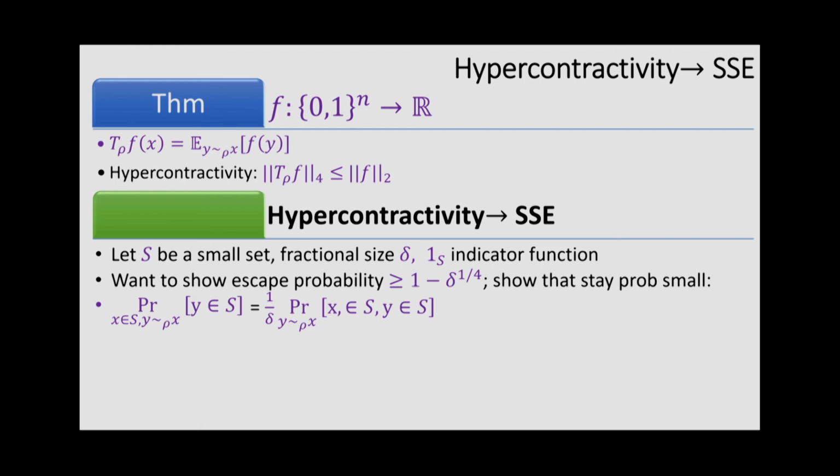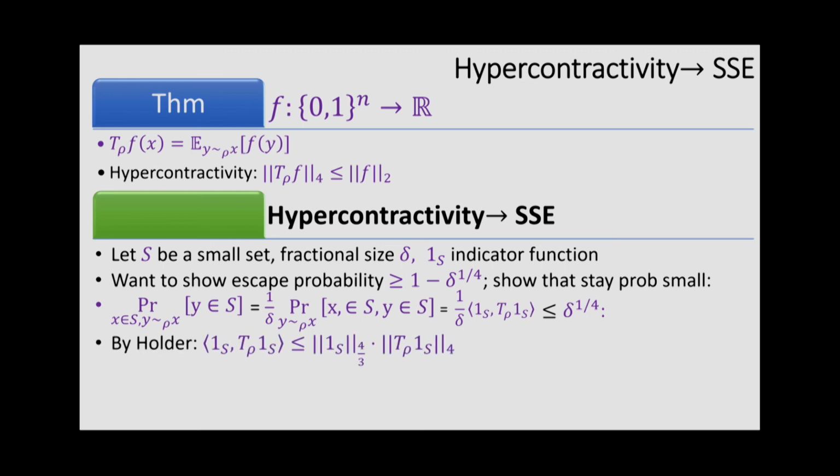So first of all, you remove the conditioning that x is inside S. And you can do that if you multiply by 1 over the probability that x is inside S, which is 1 over delta. And then you observe that, as usually happens in spectral graph theory, these sort of probabilities can be written as inner products of the indicator vector of the set times T-rho of the indicator vector. And then you can show that this is at most delta to the quarter. And here we use hypercontractivity.